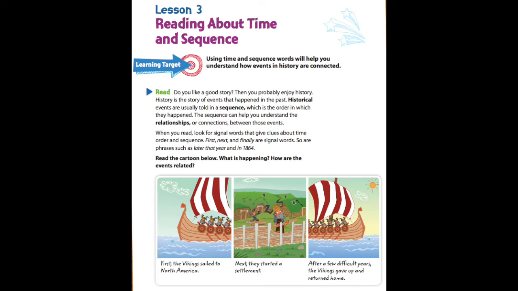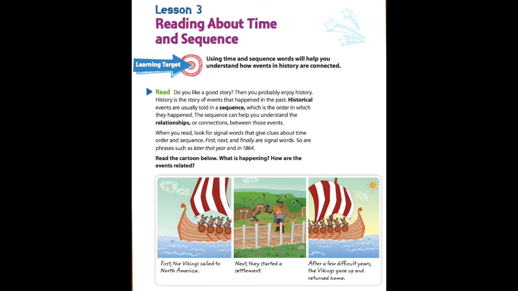So it says, do you like a good story? Then you probably enjoy history. History is the story of events that happened in the past. Historical, oh, it's a bold word, must be important. Historical events are usually told in a sequence. Another important word. Sequence means it is the order in which they happened. The sequence can help you understand the relationships, another important word, or connections between those events. So relationships means the connections between things.